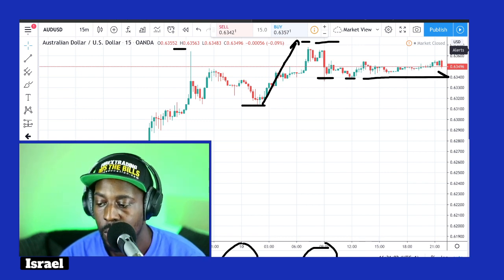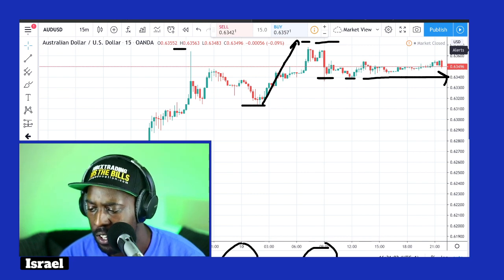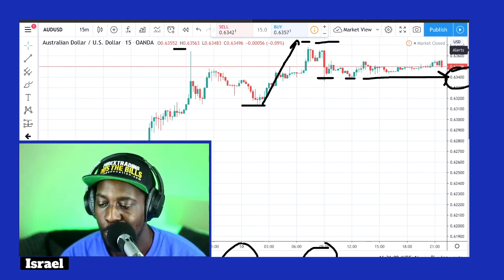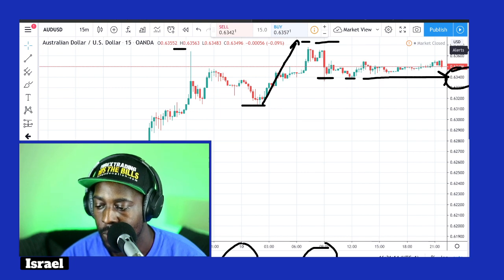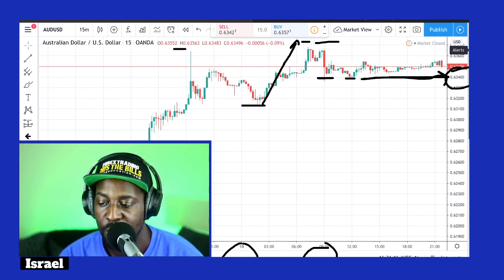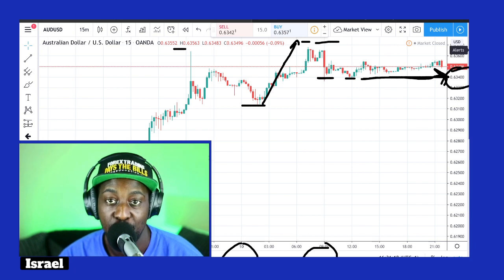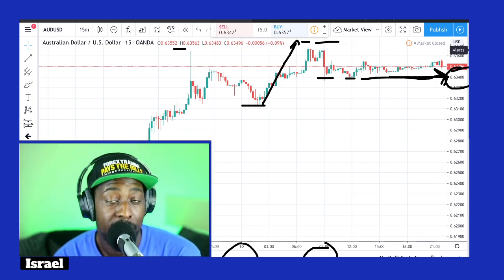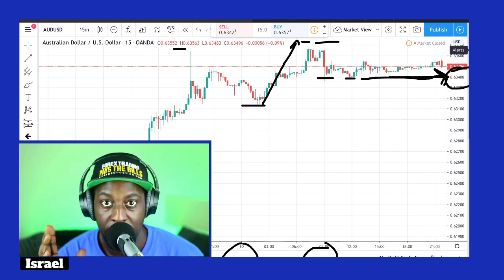So I'll be interested. I'm not going to highlight this 63.40. I'll just be interested to see what price does as the market opens up to start on the Aussie dollar. And if this area is still in strong standing into Monday morning, that will be of interest. But I want to see what price is basically doing.